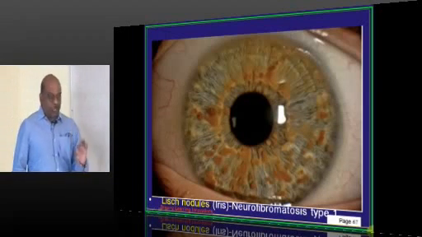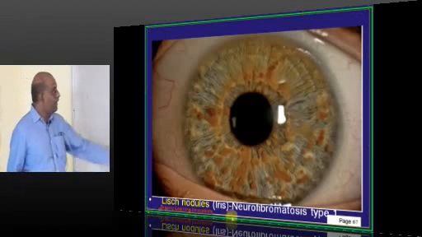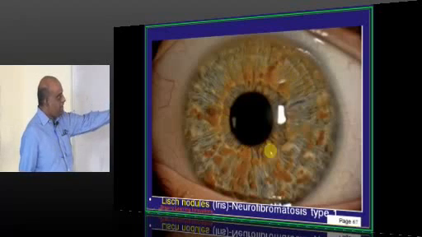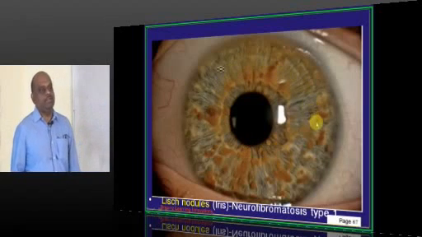Yeah, Lisch nodules. Where do you see? Classically in the iris, these nodular structures are there. They are seen in neurofibromatosis type 1.